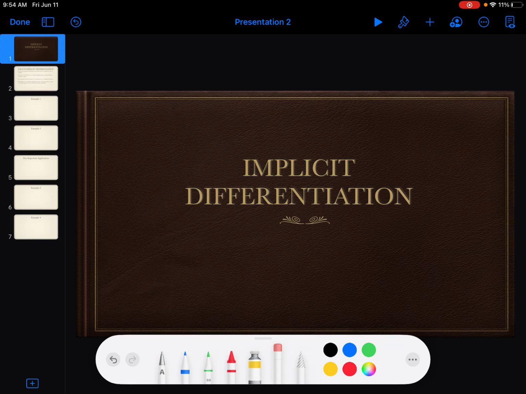Hey guys, so today we're going to be dealing with implicit differentiation. Implicit differentiation is a topic that can come off as really hard or really easy, just depending on your teacher and your exposure to it.